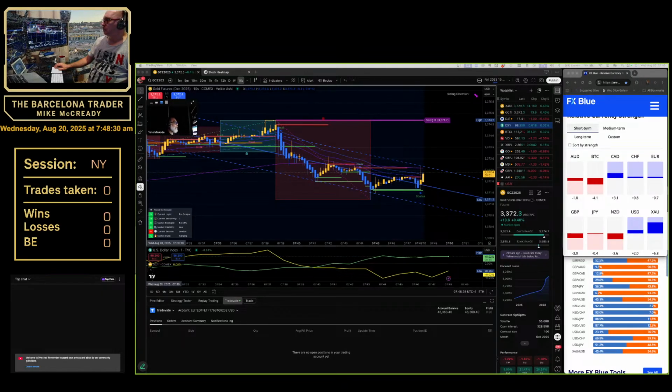Seems to want to come back down and let me out. Let's see if it does. I think it might. I want to continue the downtrend. This might have just been a retracement within the larger downtrend.